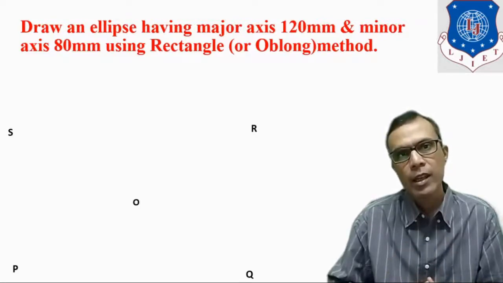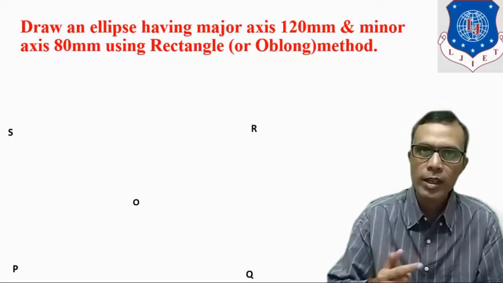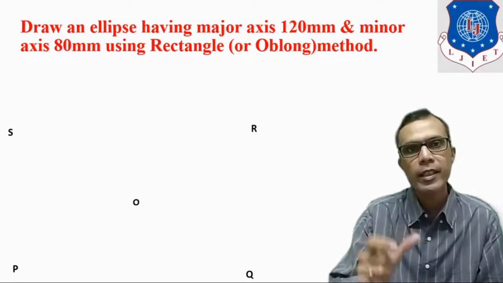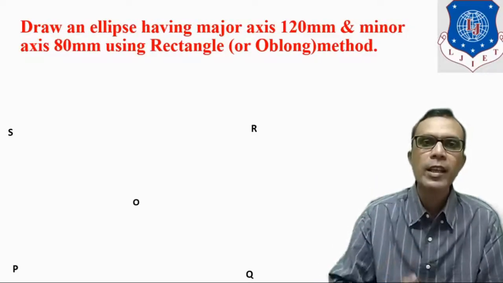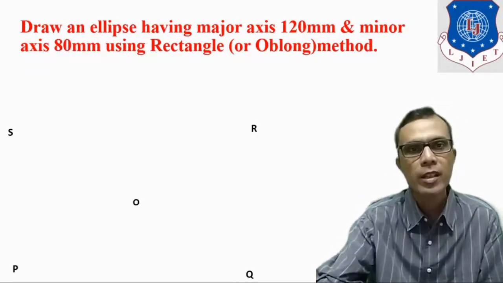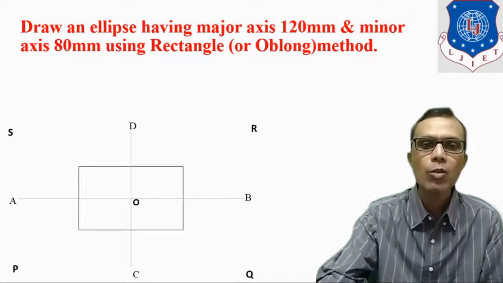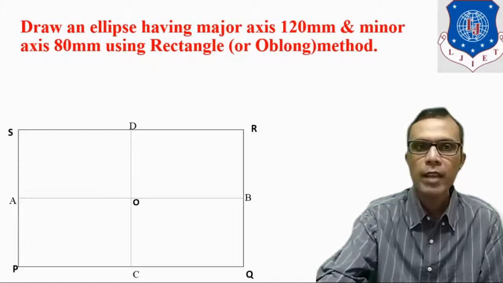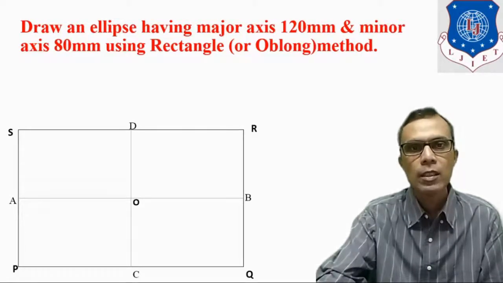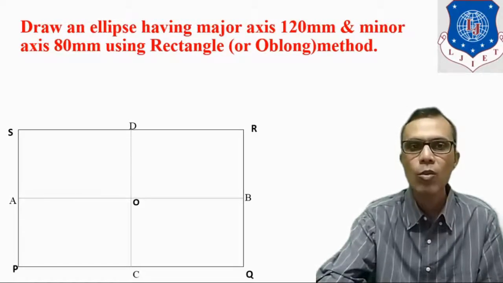We know that a rectangle has two sides, one is the longer side, another is the shorter side. The dimension of the major axis is the dimension of the longer side, and the dimension of the minor axis is the dimension of the shorter side of the rectangle. So in the first step we will draw PQRS, the given rectangle, and we will mark A, B, C and D, the major axis and minor axis. The intersecting point is point O.